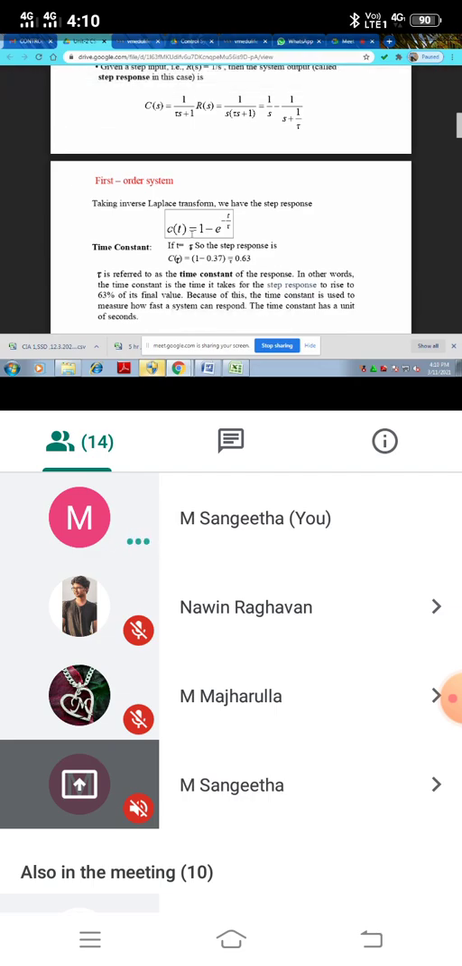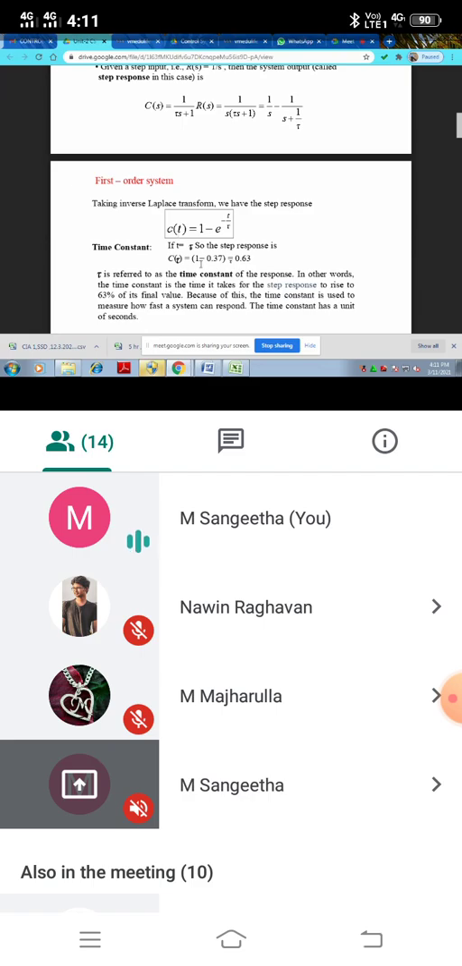Finally, we got C of t equal to, if you are taking the Laplace transform you put S, and if you are taking the inverse Laplace transform you will put t instead of S. Okay, C of t equal to 1 minus e power minus t by tau. This is the first order system time constant.